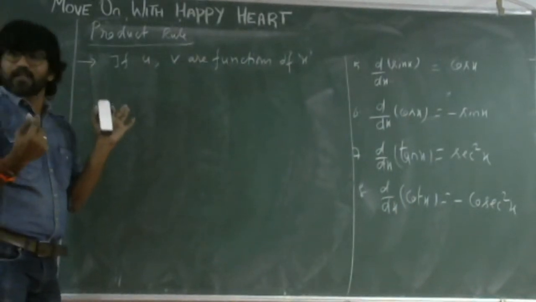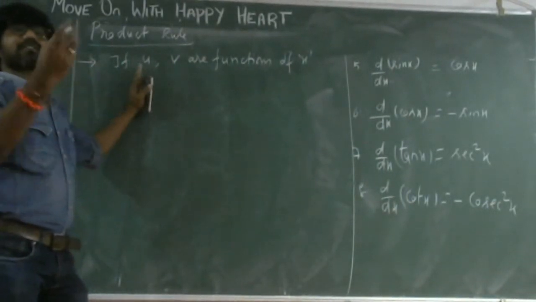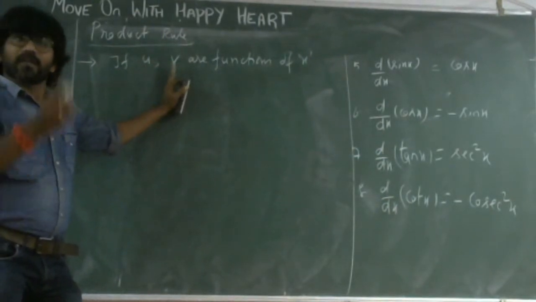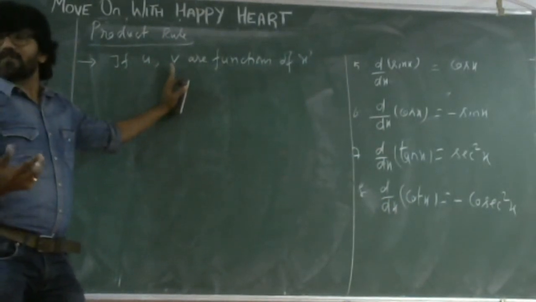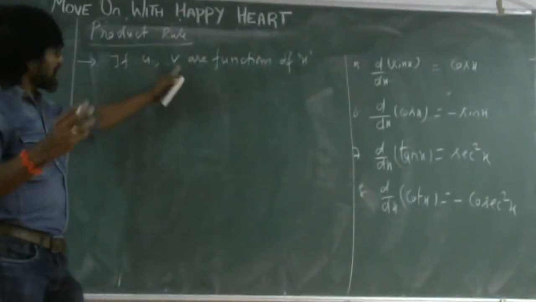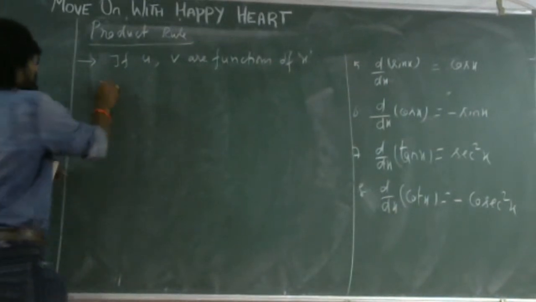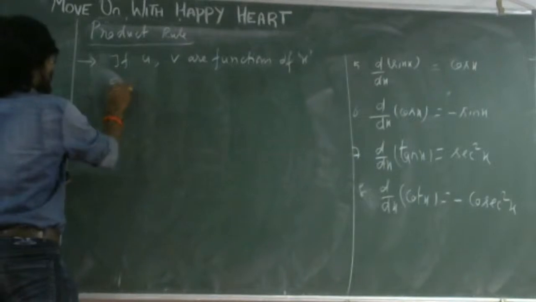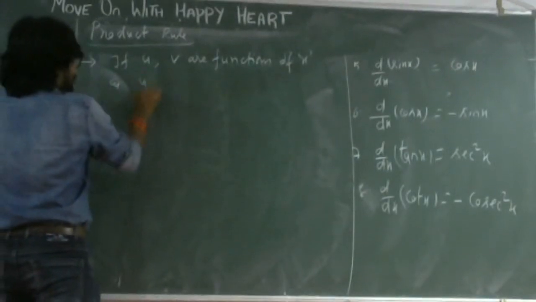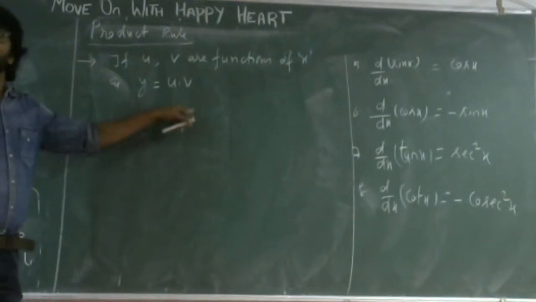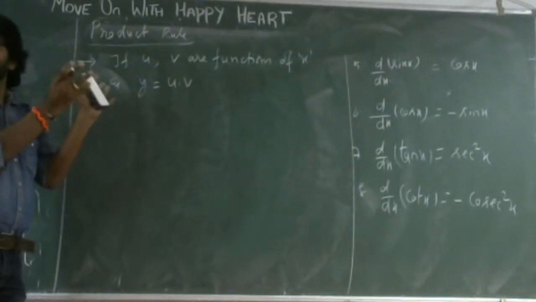You can understand by doing the examples. Say, for example, u is equal to x squared, v is equal to log x. x square is a function of x, log x is a function of x, or sin x, any function you can take. Both are functions of x, and y is equal to u into v. So you have a product of two functions of x.